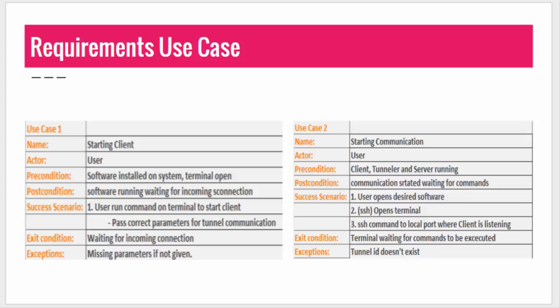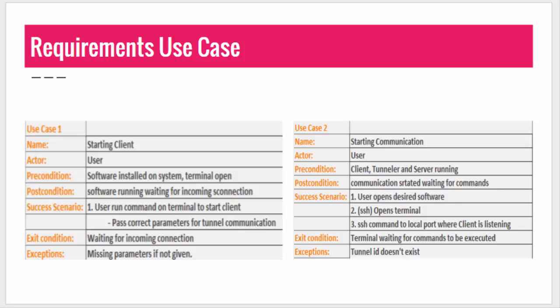Let's look at two use cases from the Tunneler software. The name of use case 1 is starting a client. The actor is the user. The precondition for the use case is that the software is installed in the system and the terminal must be open. The postcondition will be the running software after entering the right parameters. A scenario is simply the user on the terminal entering the command and location to start the client software. The exit condition will be waiting for incoming connection, and possible exceptions for missing parameters if not given.